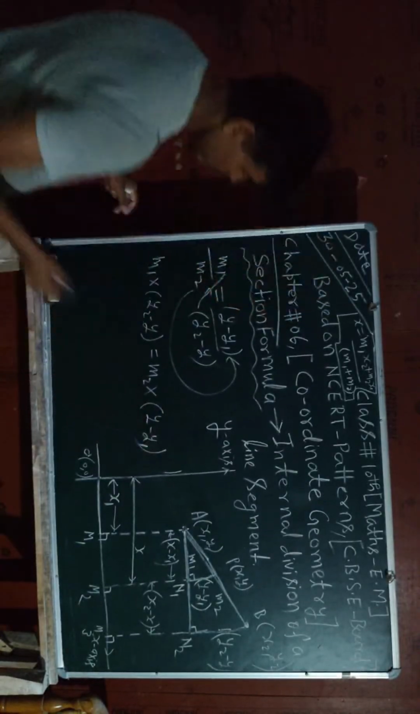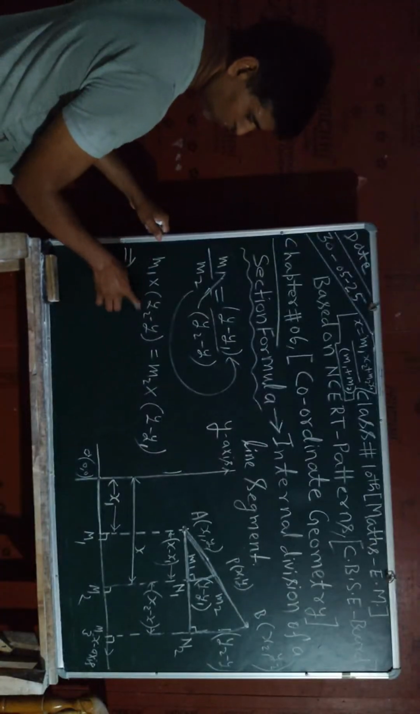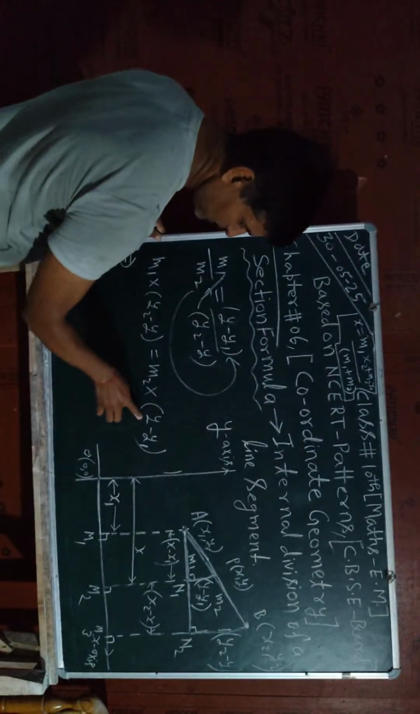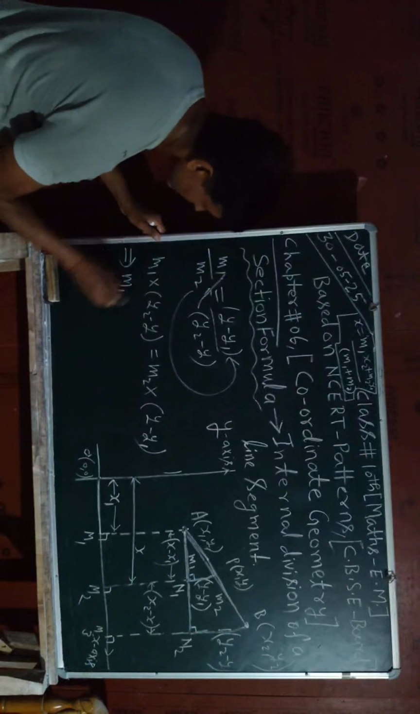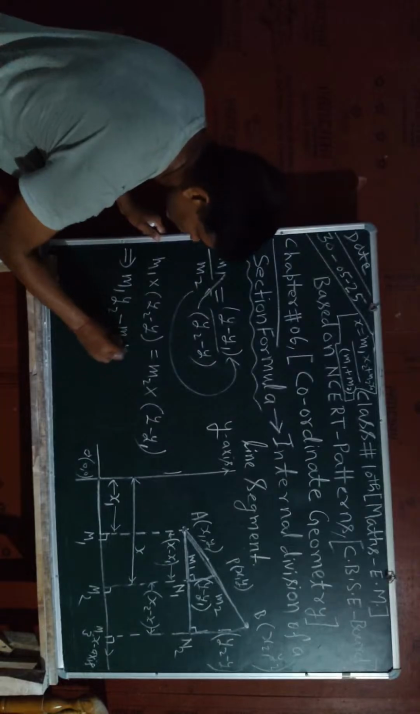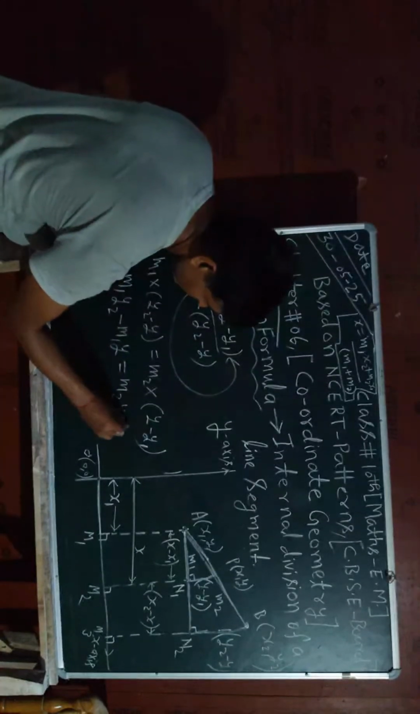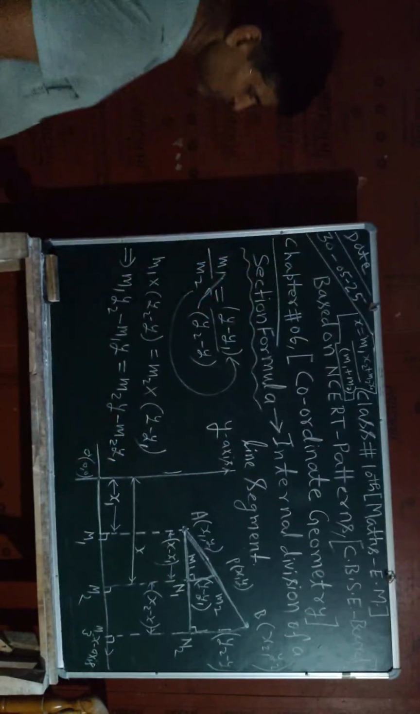So I will simplify further. Here I will multiply m1 into y2 and also y, and m2 I will multiply with y and also y1. After multiplication I will write like this: m1 into y2 minus m1 into y, which is equal to m2 into y minus m2 into y1. Okay, so this is the information.